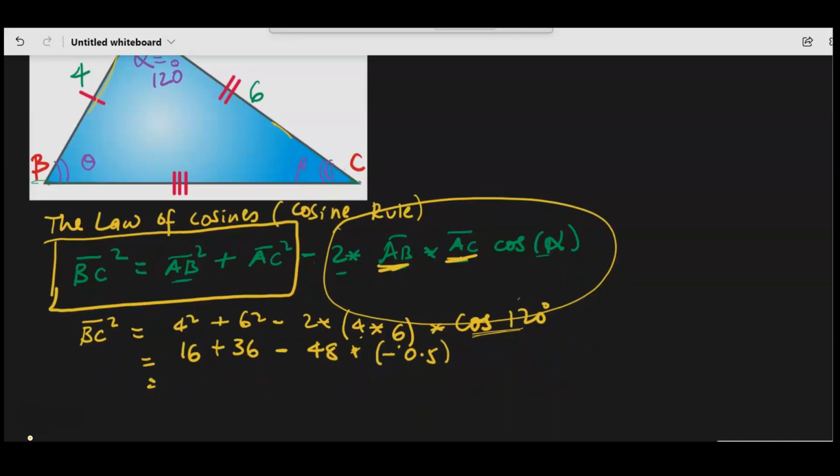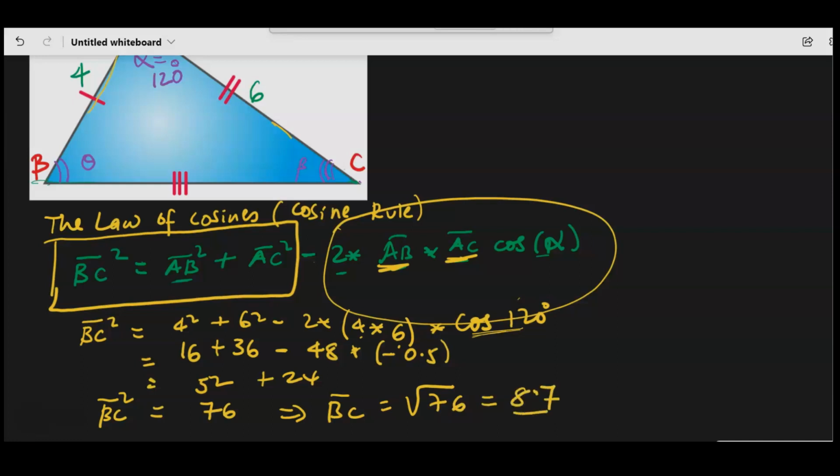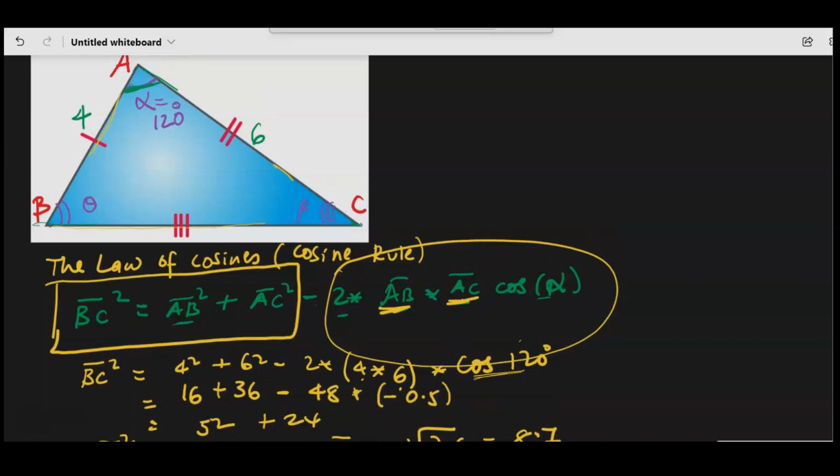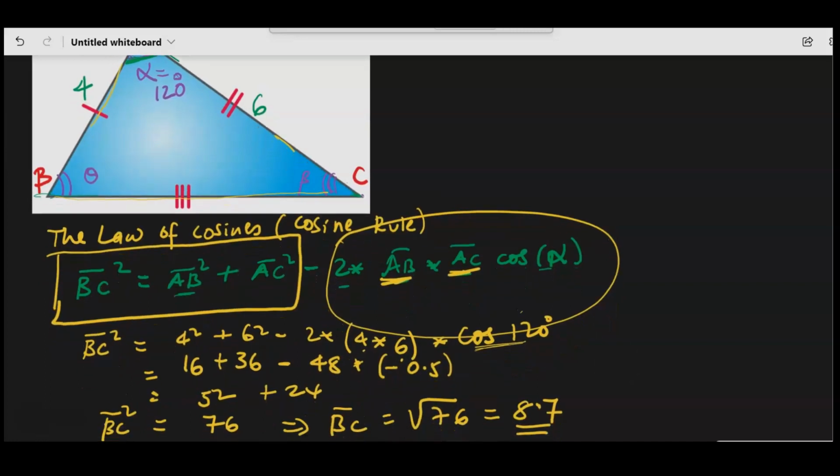So that is 52 minus, and minus is plus, half of 48 is 24. So that means 76. So BC square is equal to 76, which means BC is the square root of 76. That value gives us around 8.7. So our BC is 8.7, which is the longest side of this scalene triangle.